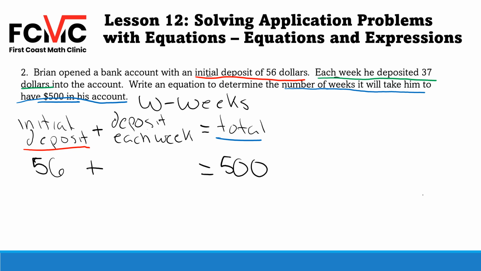What about our deposit each week? So how do we account for the amount of money deposited each week? Well, we know he deposits $37 each week, and the weeks are represented by W. So to account for the money deposited each week, we want to take the amount of money deposited each week and multiply it by the number of weeks. So we're going to have 37 times W. So this is going to be 37W.